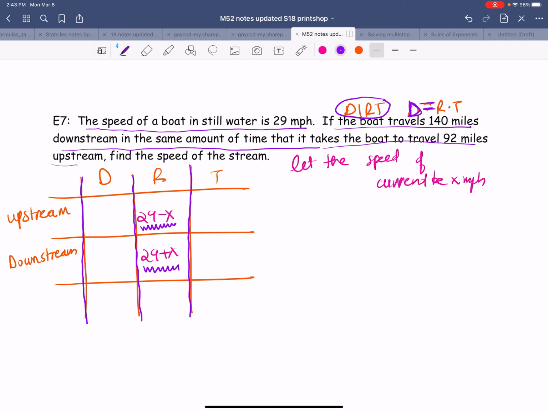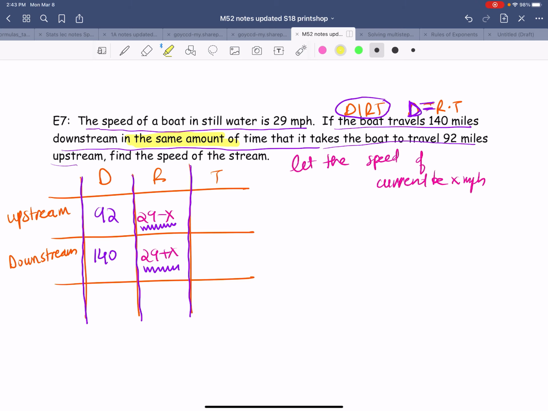Let's talk about the distance. How much distance does it cover? Downstream, it covers 140 miles. And how much distance does it cover upstream? It covers 92 miles upstream. Now, we don't know anything about the time, but we do know it's the same amount of time. Both the times are equal.